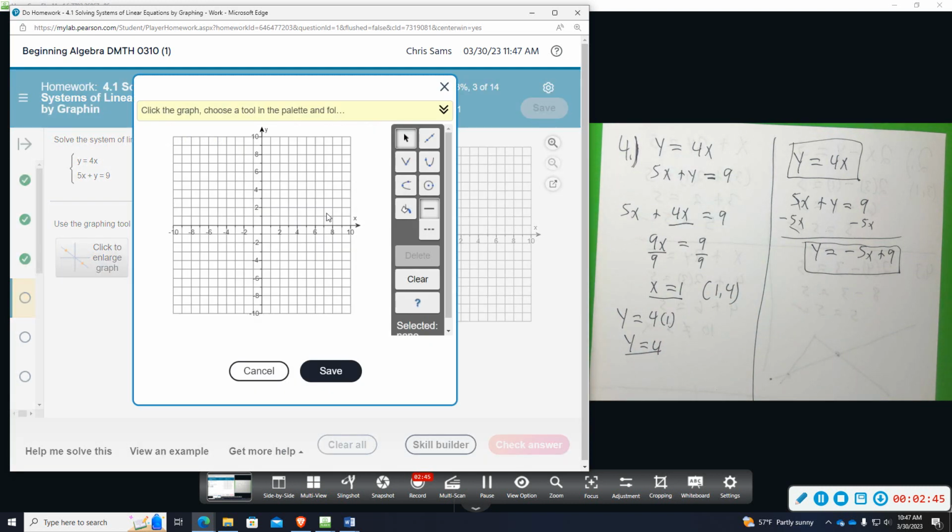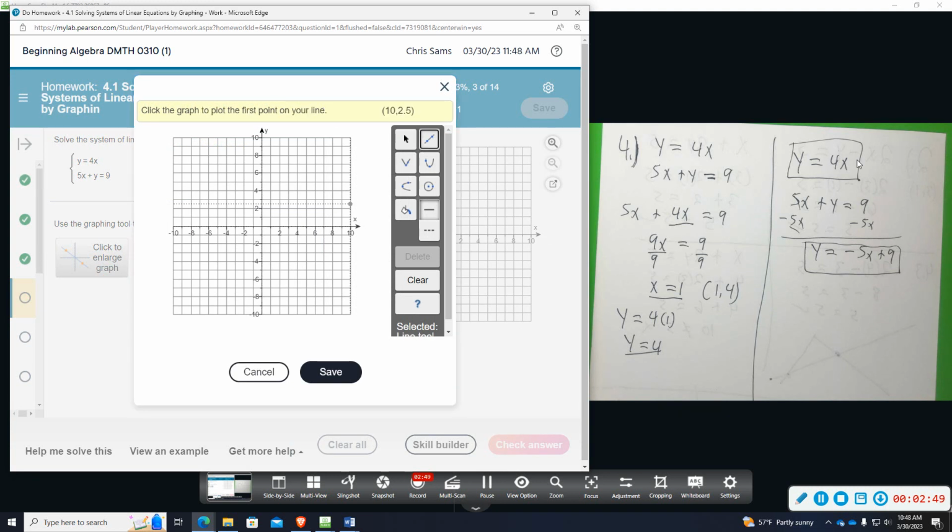So graph, click the line tool. We're going to start at 0, and the slope is 4, so I'm going to go up 4, right 1. It looks like it does give me fractional points, so I probably could have done the fraction as well.